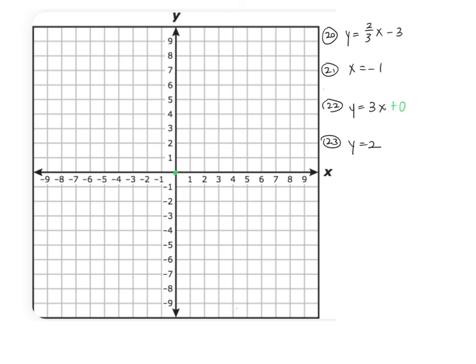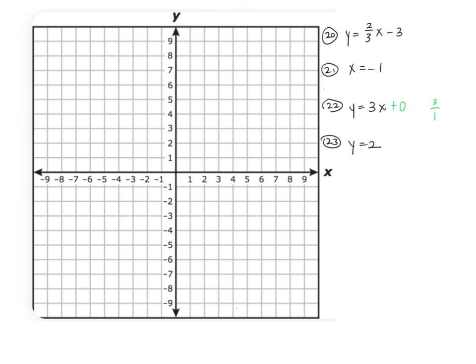And then you're going to use the slope. So 3/1, so I could go up 3, right 1. Or I could go down 3, left 1. And if I connect those, whoops, that is horrible, but we're going to pretend that's a straight line, right? If I connect those, I get the straight line that is y equals 3x. Okay, so I really wanted to make sure I showed 22 and 23 because those are two that students sometimes get confused on.